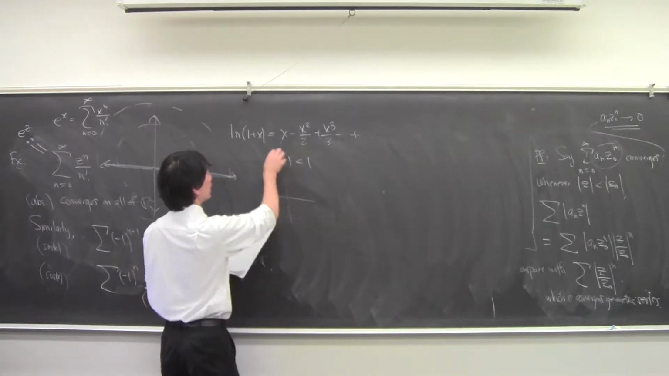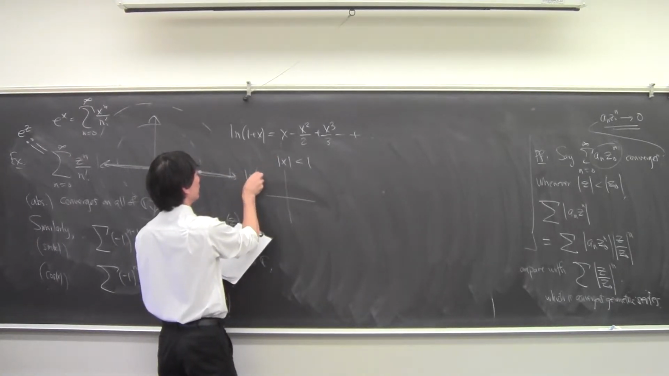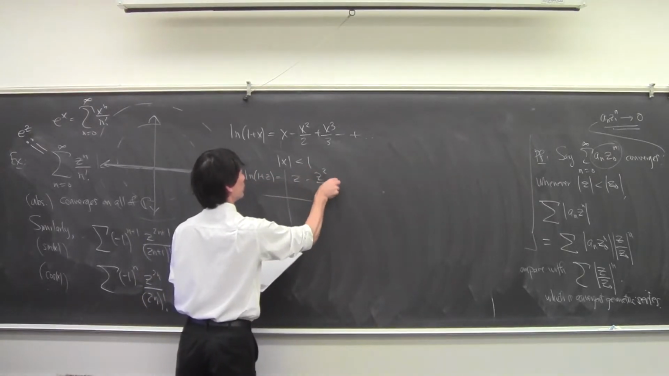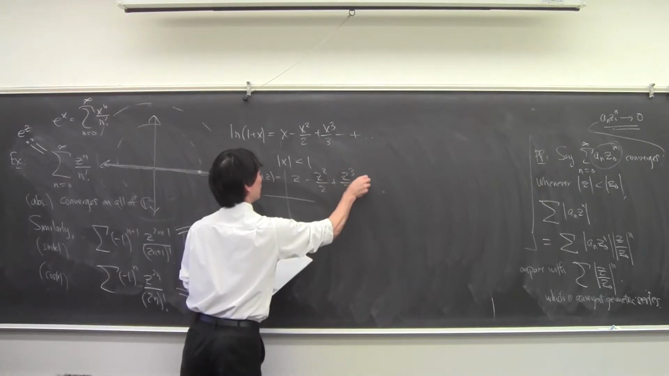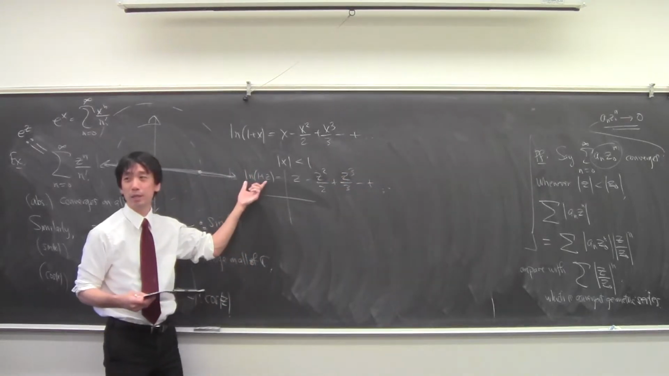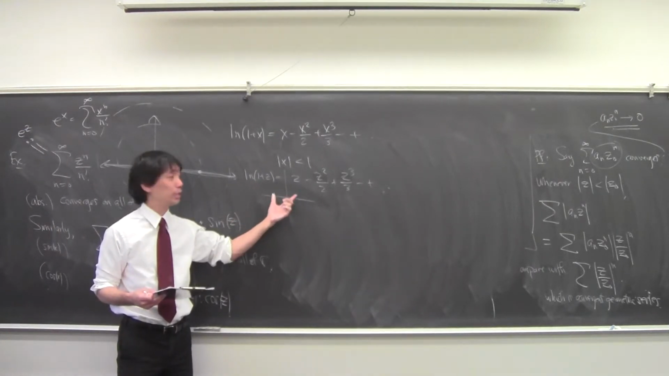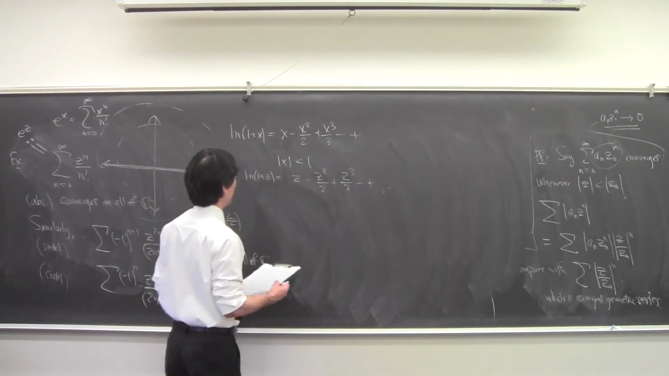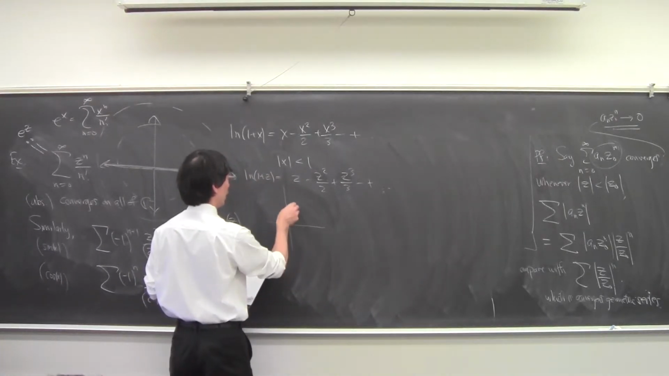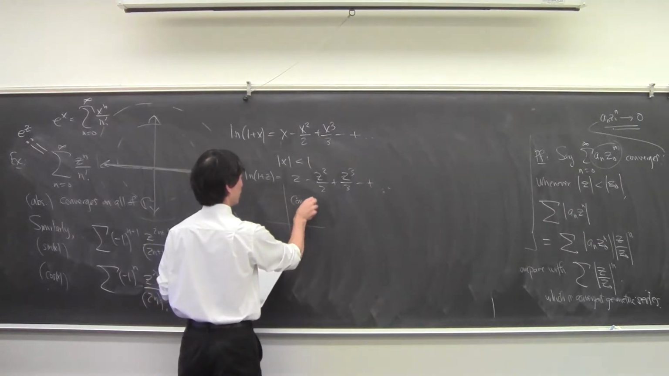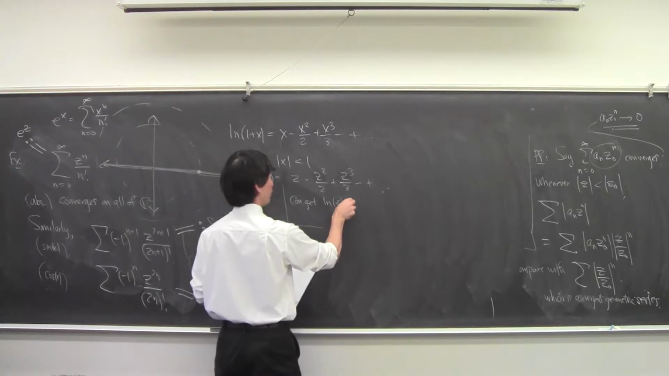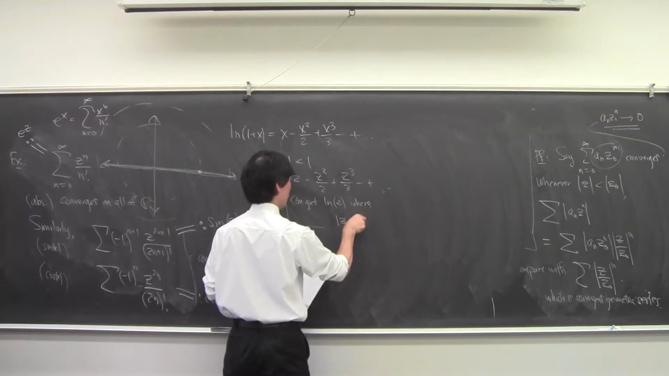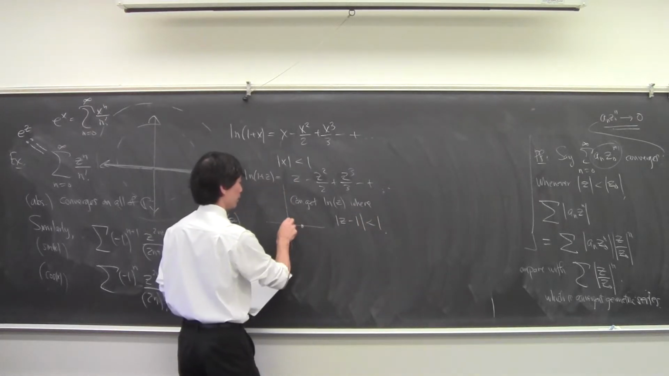So you can extend natural log of 1 plus z, I mean z minus z squared over 2 plus z cubed over 3, and so on. You can generalize the natural log to complex numbers. But you see that this is valid, so you can get natural log of z where the distance of z to 1 is smaller than 1, so inside here.